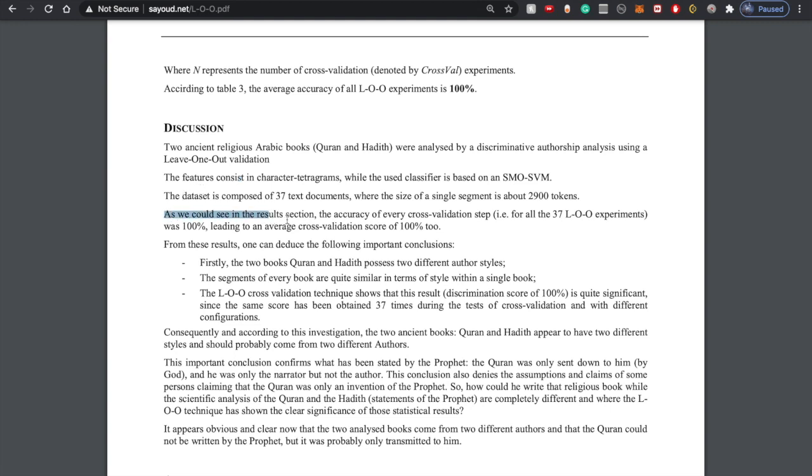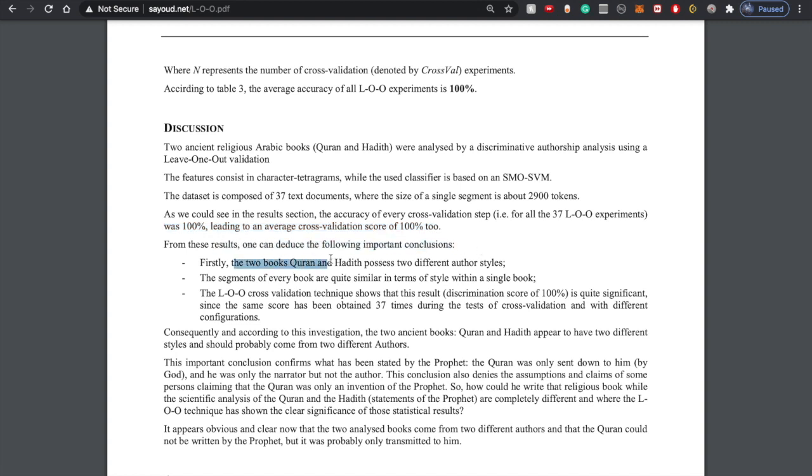We could see in the results section the accuracy of every cross-validation step. I.e. for all the 37 LOO experiments, meaning leave out one experiment, was 100%, leading to an average cross-validation score of 100% too. From these results, one can conclude the following.